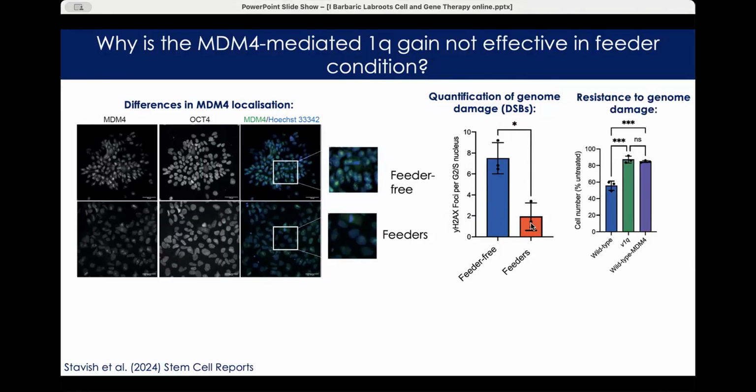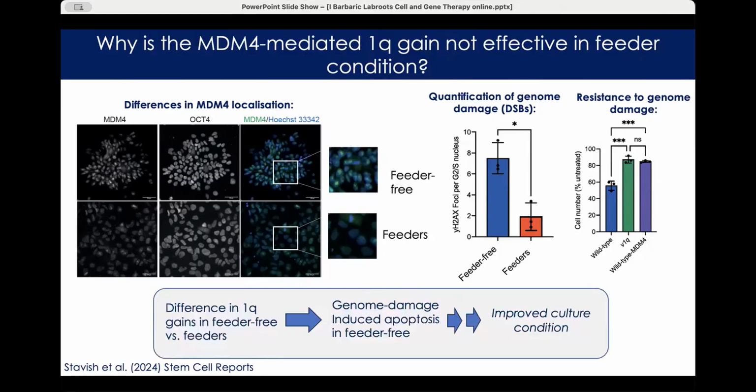feeders. And importantly, when we deliberately induced genome damage by treating cells with compounds, chemicals that induce double-strand breaks in the genome, then we see that wild-type cells readily undergo apoptosis, but in fact, variants with the gain of chromosome 1q or wild-type cells that overexpress MDM4 are now resistant to that genome damage-induced apoptosis.